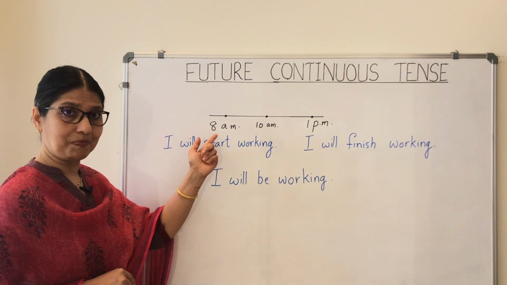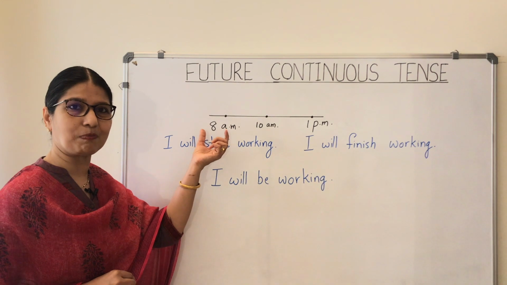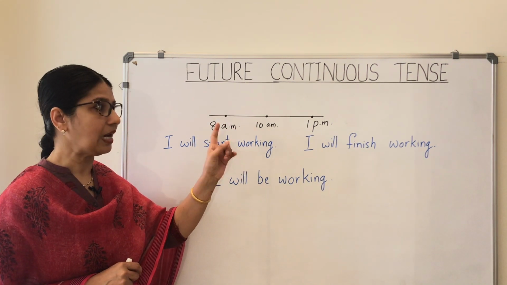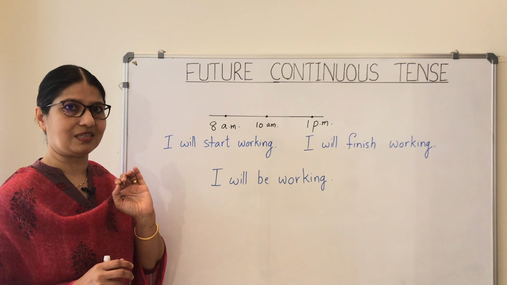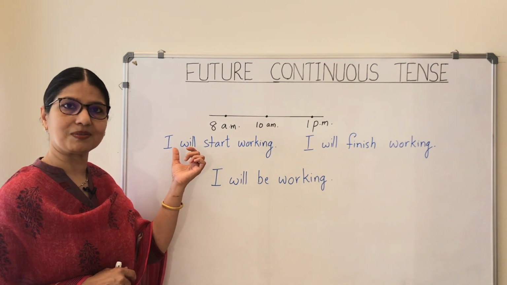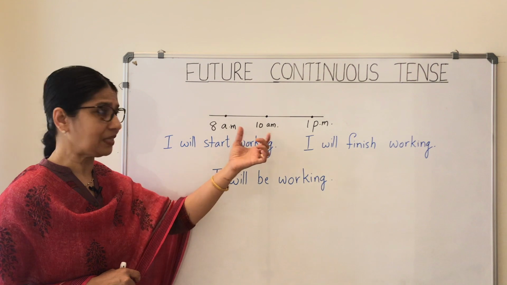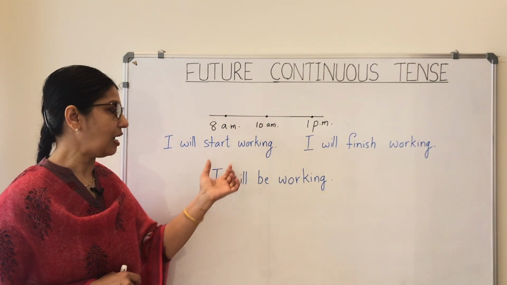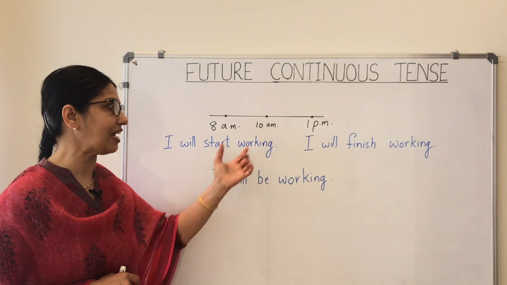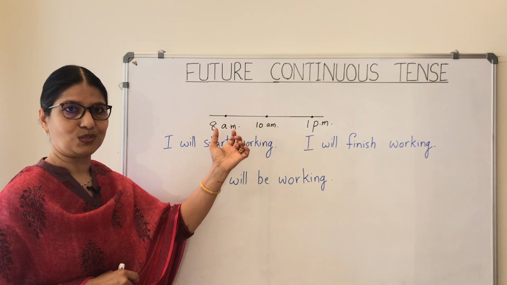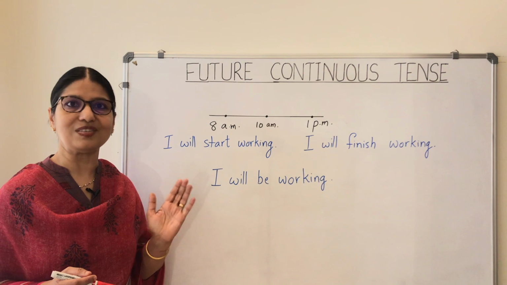And at about 8 a.m. I can say that I will start working at 8 a.m. because I talk about that particular point in time. And at 1 p.m. I will finish working. Again, I'm talking about something that will happen at that particular moment. So for that, which tense have I used? I used the future simple tense. Whereas when I talk about 10 a.m., the time in between, I say I will be working at 10 a.m. That's because here I talk about an action that will be continuing at that particular period of time. So when we talk about an action that continues in future, we will use future continuous tense.